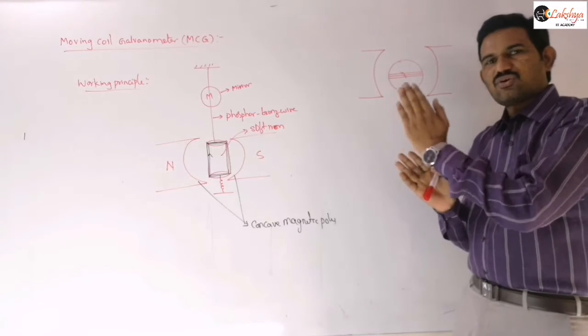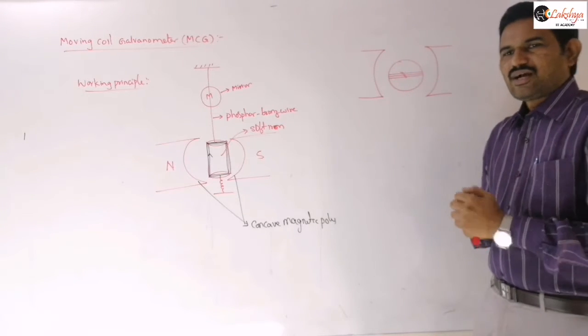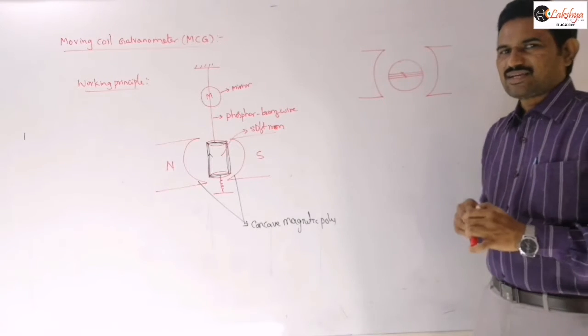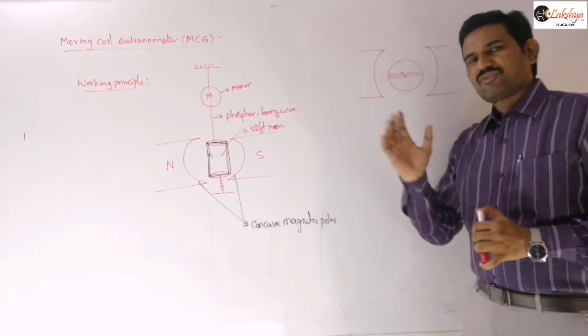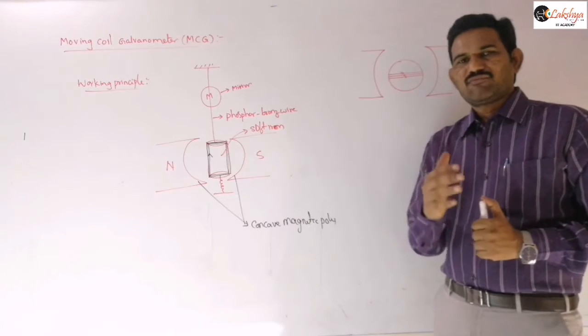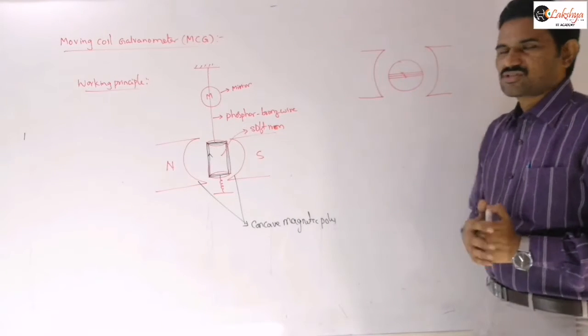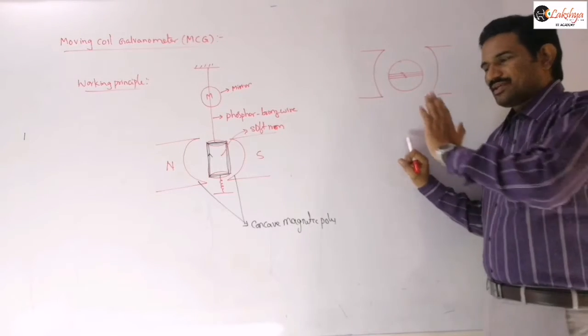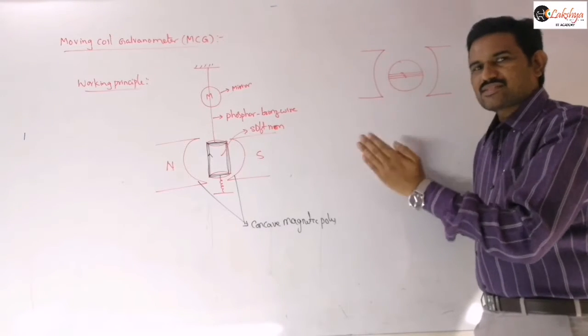This moving coil galvanometer will undergo some deflection, and we can measure how much it is deflecting by using this lamp and scale arrangement. That mirror will be there, and with the help of this lamp and scale arrangement we measure how much deflection is produced in this moving coil galvanometer, right? So it will turn until it reaches equilibrium.